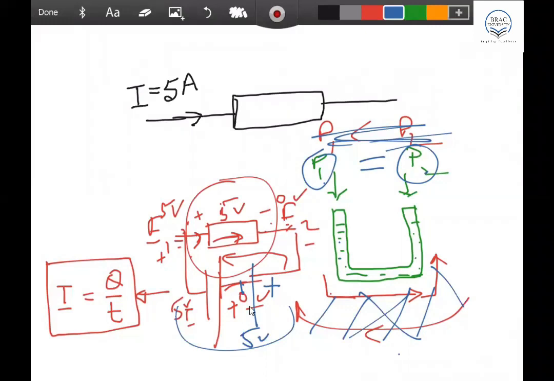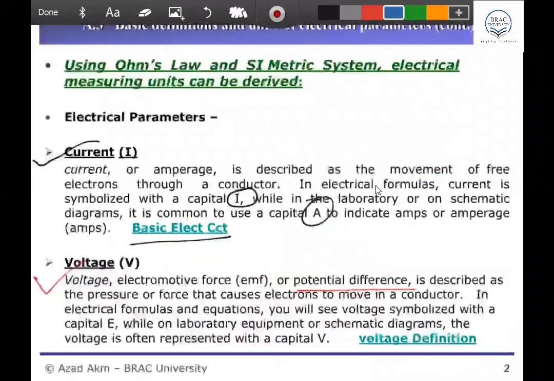All right. So this is the way we are going to describe the voltage from the pressure of the water. It is told here that electrons can flow through the conductor if there is a pressure difference between the two terminals of the conductor. Now, what is the symbol for voltage?